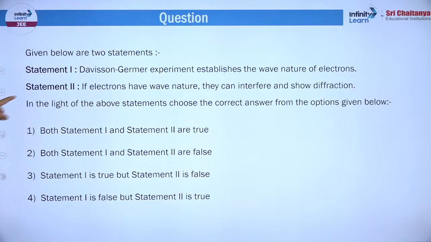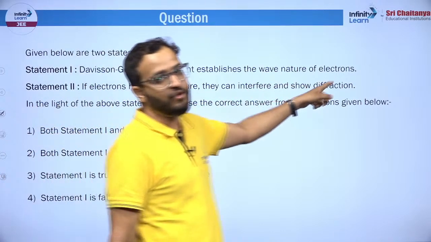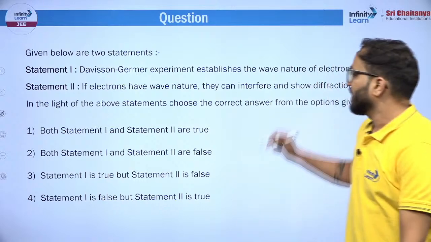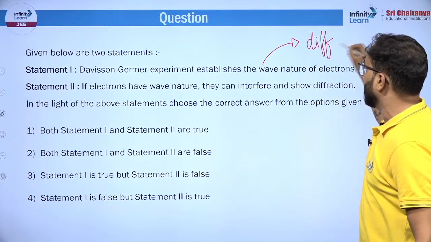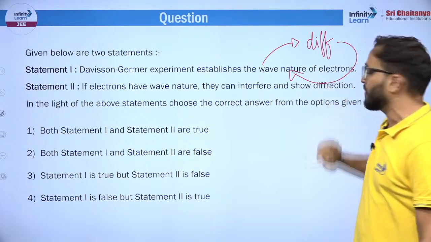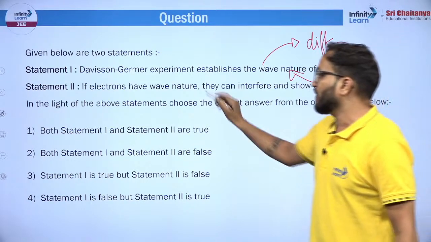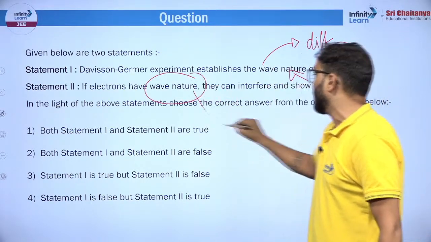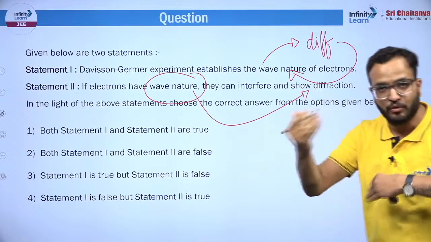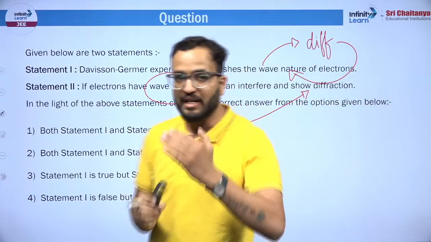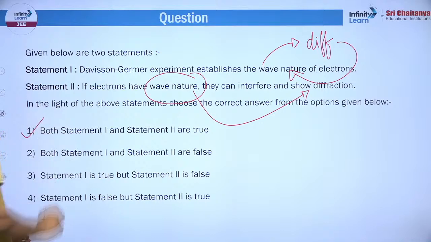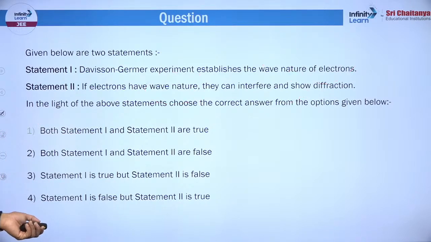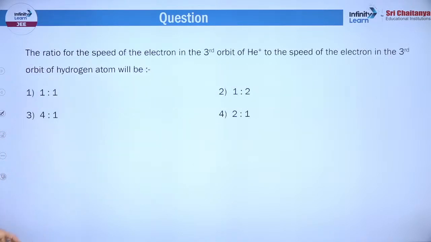Second option is also true. If electrons have wave nature, they can interfere and show diffraction. भाई यहाँ हम बोलते हैं कि diffraction show हो रहा है, इसलिए उनका नेचर वेव नेचर है, और यहां बोलते हैं अगर वेव नेचर होगा तो वो डिफ्रैक्शन शो करेंगे। आपको लगता है ये दोनों बातें एक दूसरे के पूरक है? These two are completing each other, these two statements. So obviously both statement 1 and 2 are true and they are the correct explanation for each other.